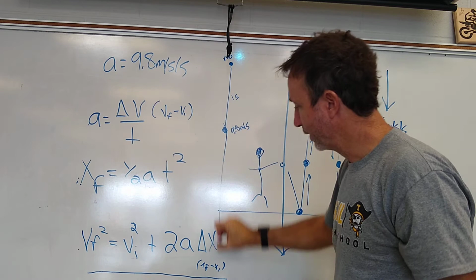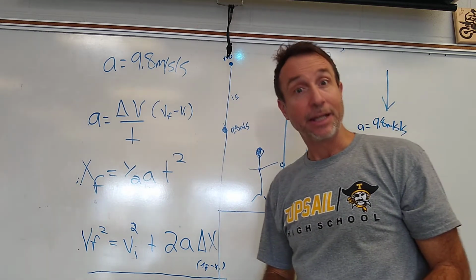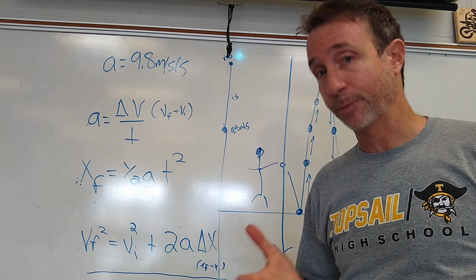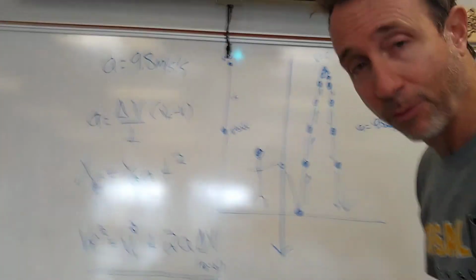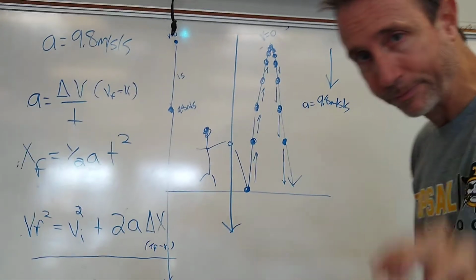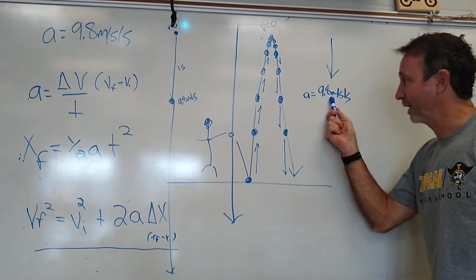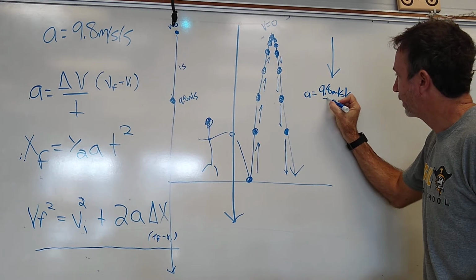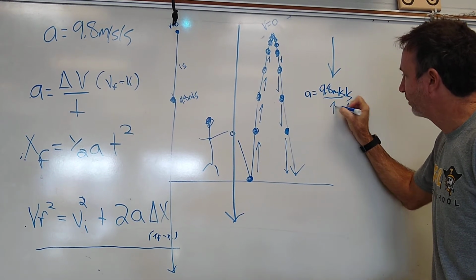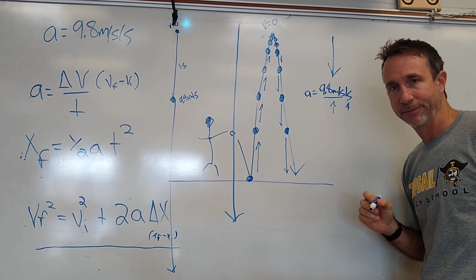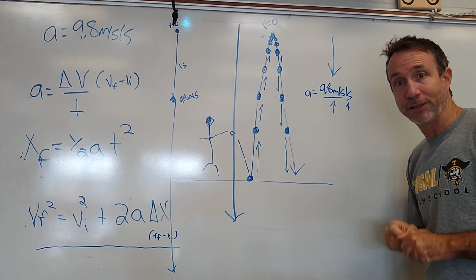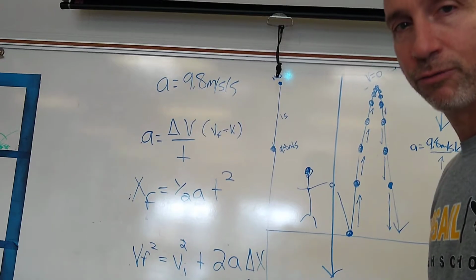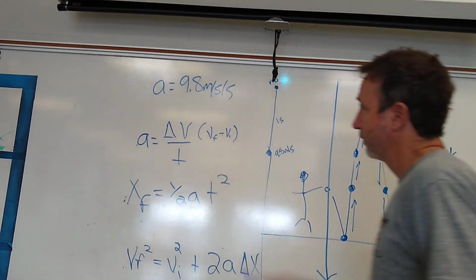And then if it fell for another second, its next velocity would be 19.6 meters per second. So in other words, every second that goes by, the ball increases its velocity by 9.8 meters per second. That's what acceleration is.